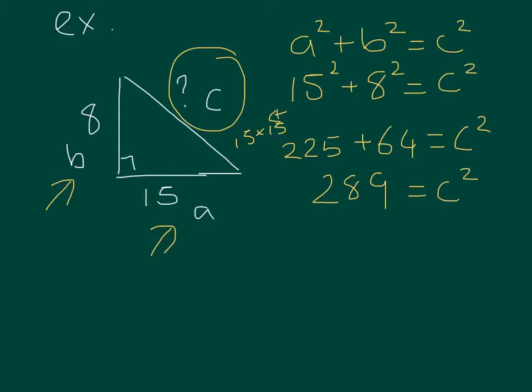Now we need the value of c, not c squared. So in order to get rid of the square, we do the opposite of square, which is square root. And again, whatever you do to one side, you do to the other. And remember, when you do this to one side, it cancels those two out. So this gives you just c equals, and if you pop that into your calculator, you're going to get the value 17. So you know the value of c is 17, and you've solved for c.